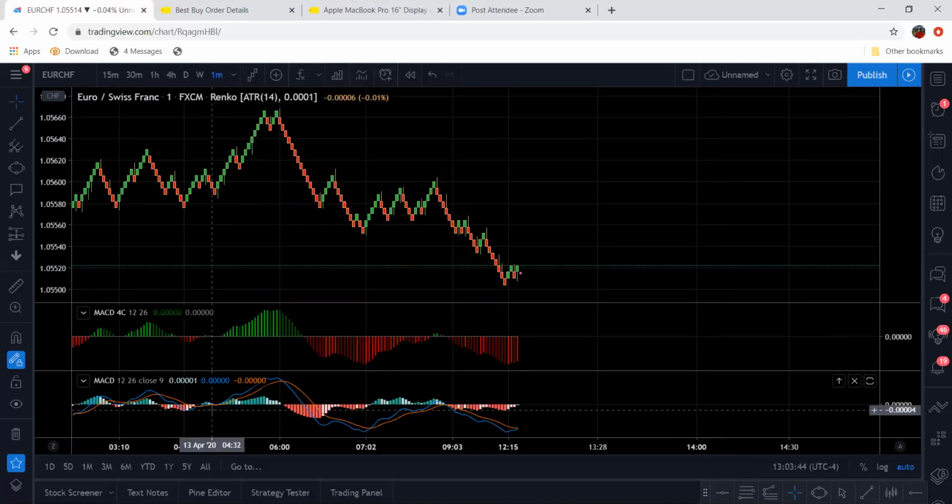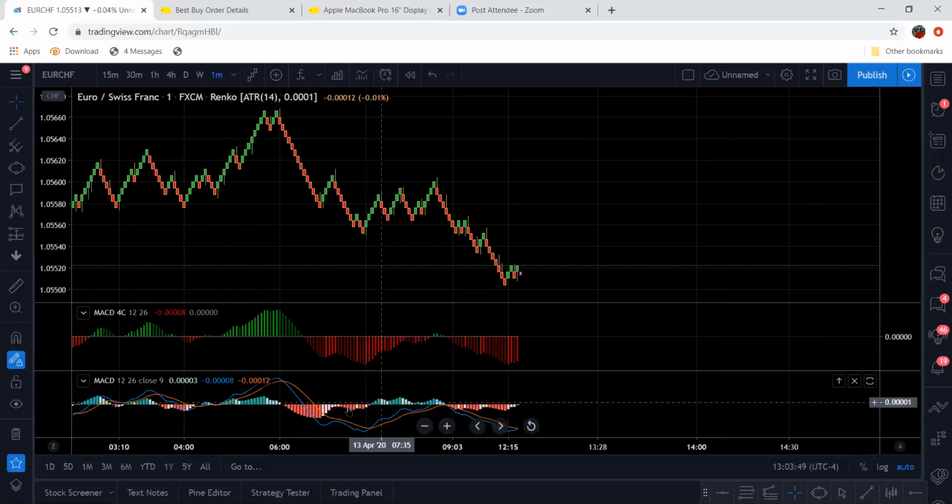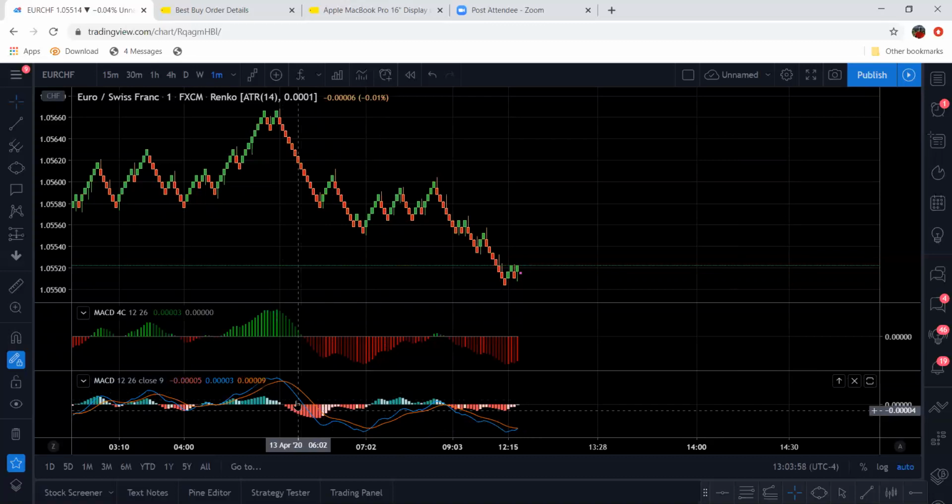The original MACD consists of three components. The histogram, which looks like a mountain in the background, and then the two moving averages. That's what MACD stands for: moving average convergence divergence. And then the histogram. Three components: the two moving averages and the histogram. This is the original MACD.